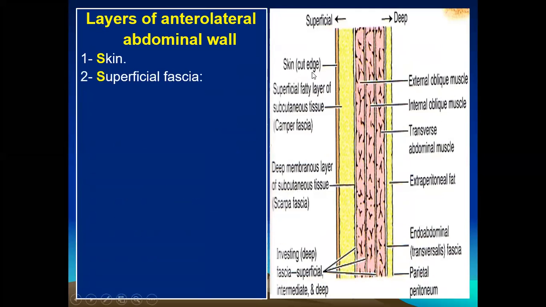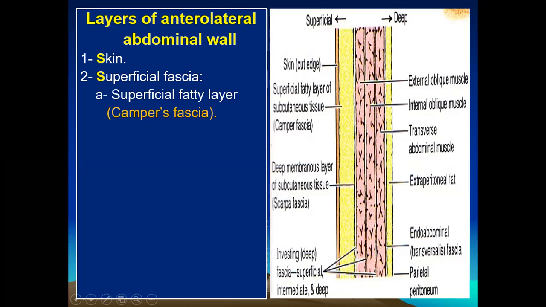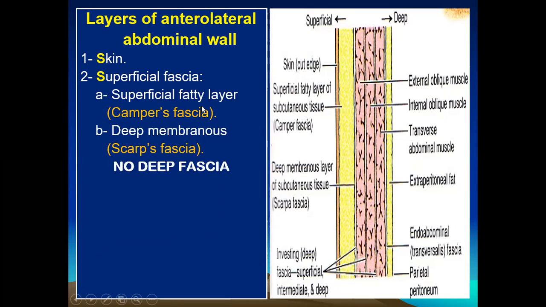Then just deep to that, this is the side view of the whole structure, the anterior abdominal wall. So we are seeing it from the side. This is the skin, and just deep to that, this is the superficial fascia. Superficial fascia has two parts. One is the superficial fatty layer, which is also called the Camper's fascia. Then deep to that, there is the deep membranous layer.